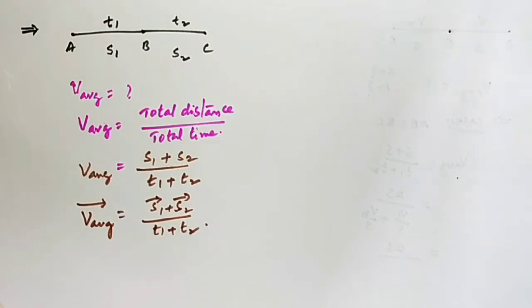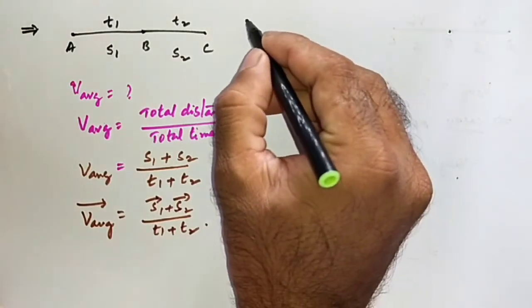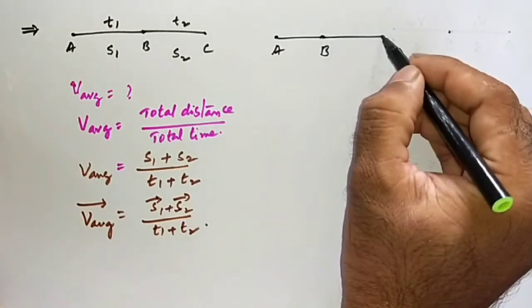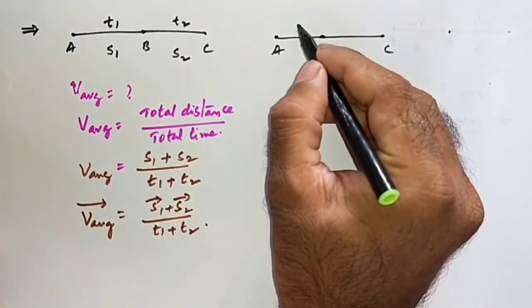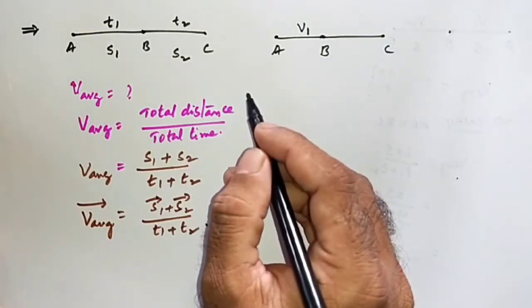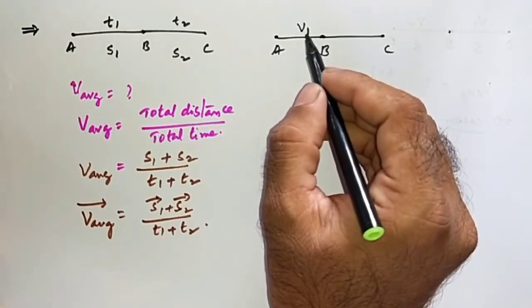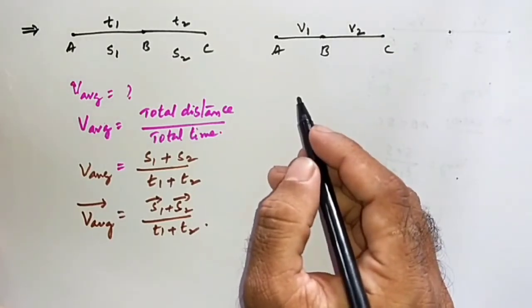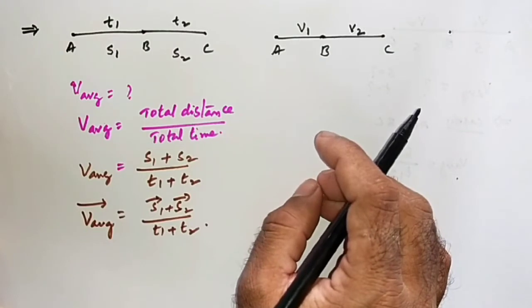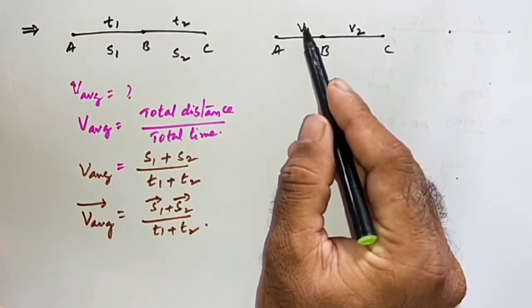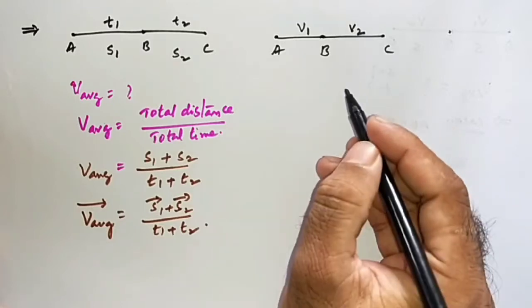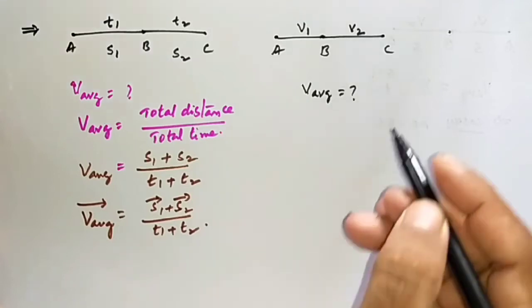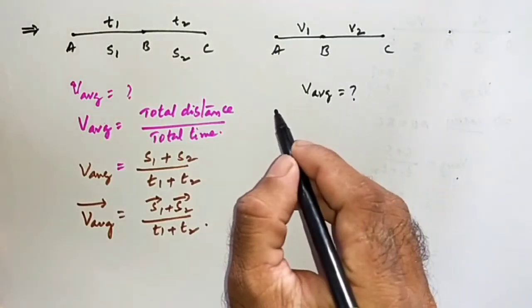Apart from this, we may get some questions like this: a body is moving from A to B, then B to C. A to B, it moves with a speed v1. Listen carefully. B to C, it moves with a speed v2. That's it. No other information is given. So here we need to calculate average speed. Here two cases are possible.